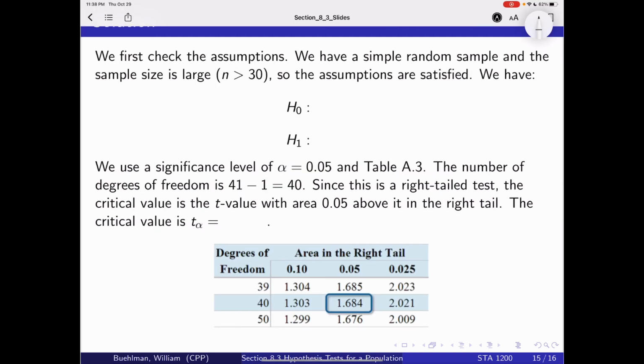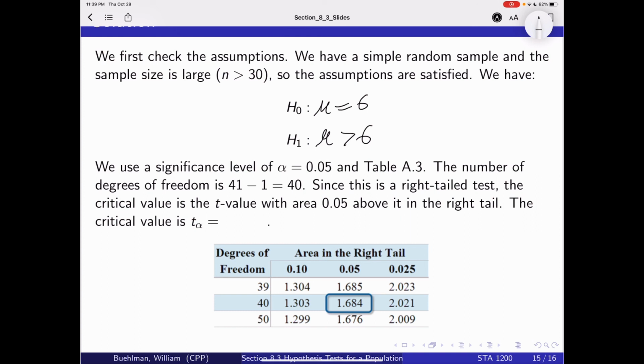First, we check the assumptions. Do we have a simple random sample? Yes, we do. And is the sample size large enough? Yes, it is, so we don't have to check normality. The assumptions are satisfied. We have that the null hypothesis is mu equals 6, that's the claim, and the alternative hypothesis is mu is greater than 6. We use a significance level of alpha equaling 0.05 and table A3.